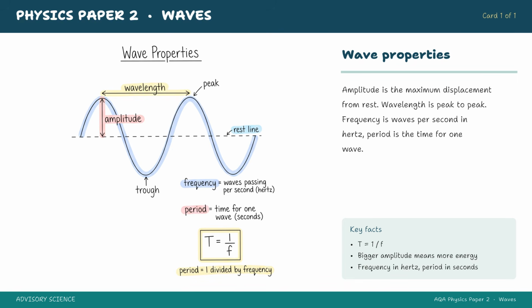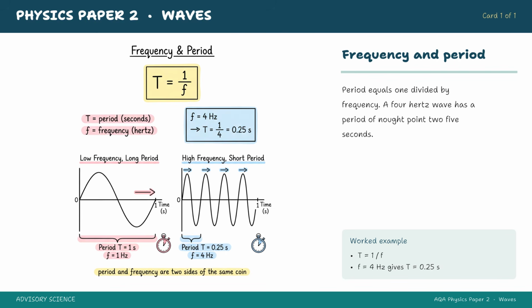In letters, that's T equals 1 over f, where T is the period in seconds and f is the frequency in hertz. Walk one through. A wave with a frequency of 4 hertz has a period of 1 divided by 4, which is 0.25 seconds. In the exam, get the time into seconds first. If you're given milliseconds, divide by 1,000.